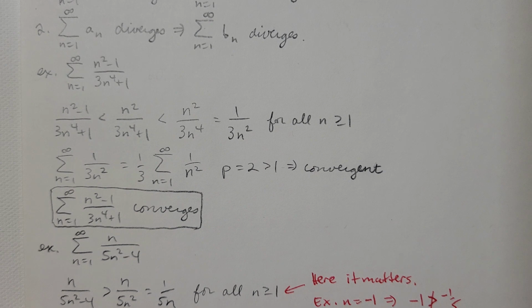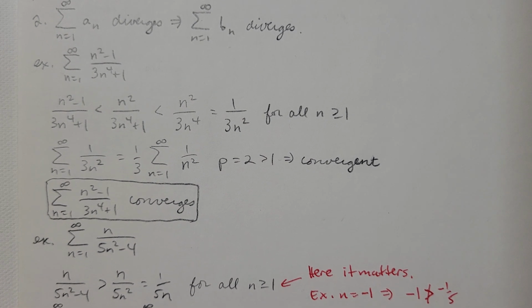So let's take a look at some examples of where we're using that here. Suppose that we want to find the sum as n equals 1 to infinity of n squared minus 1 divided by 3n to the fourth plus 1. I want to know, does that series converge or diverge? Okay, well, I'm going to use the comparison test.